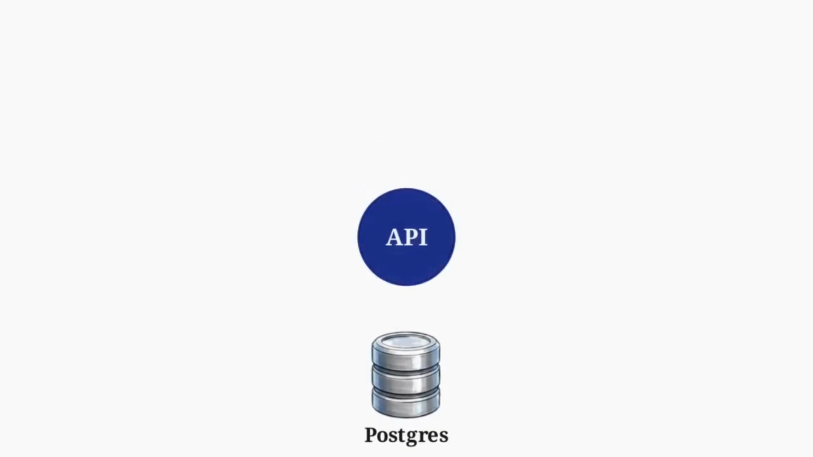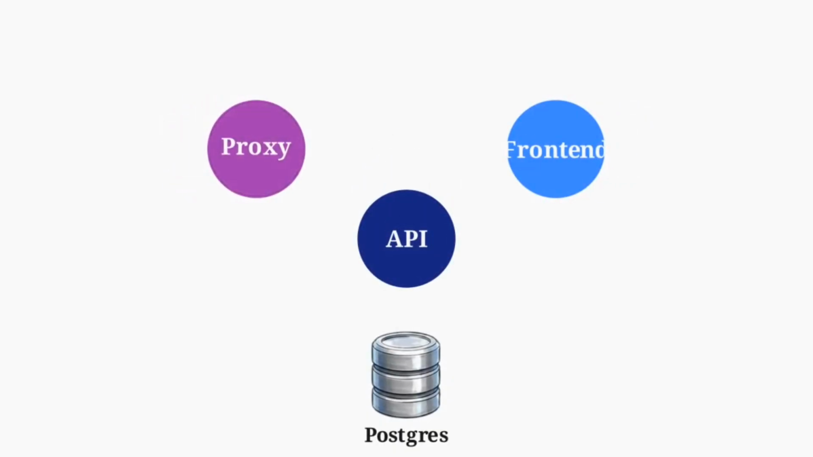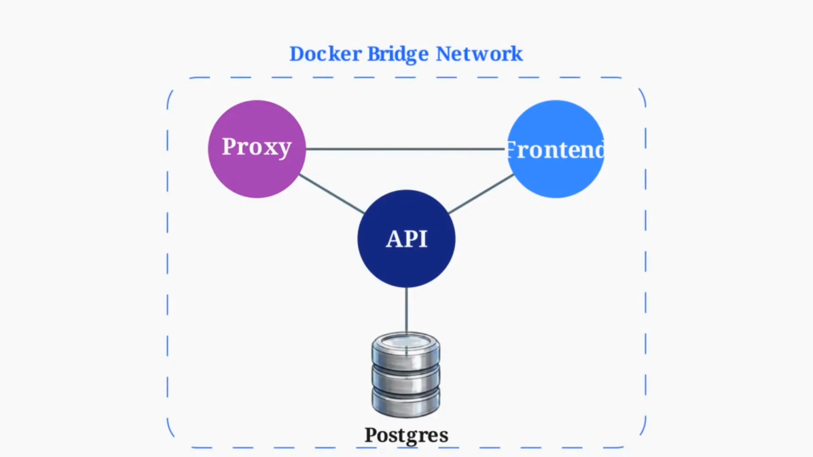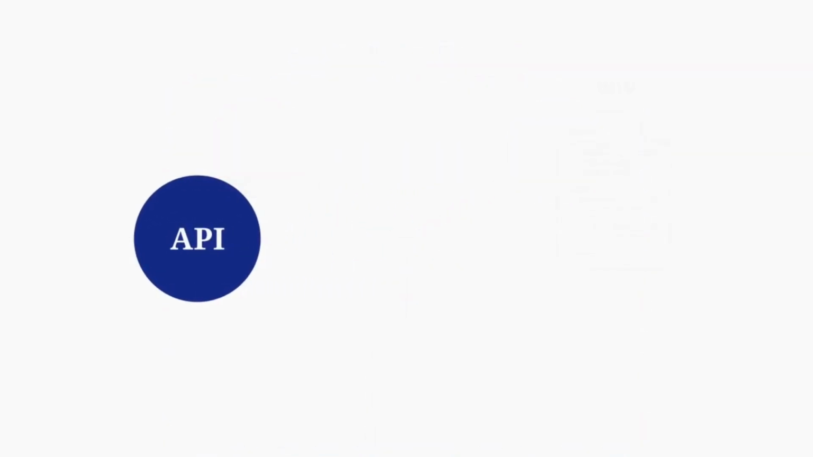It pulls a Postgres database, the API backend, the React frontend, and the Caddy proxy, linking all 4 nodes securely over an internal Docker bridge network. Type configure to open the central environment file.